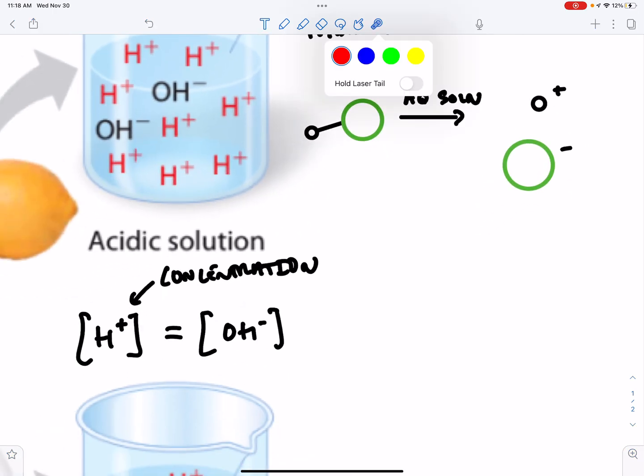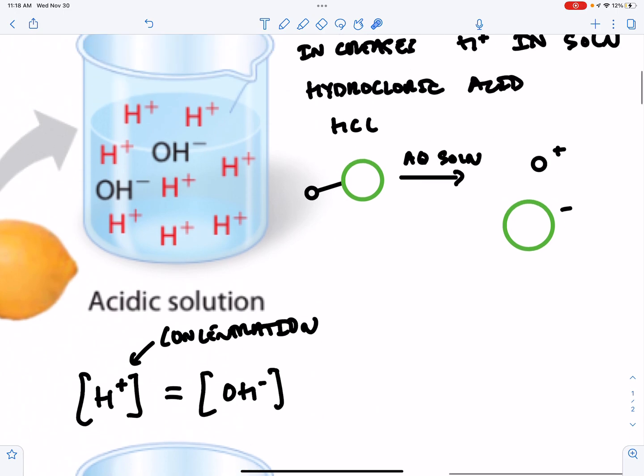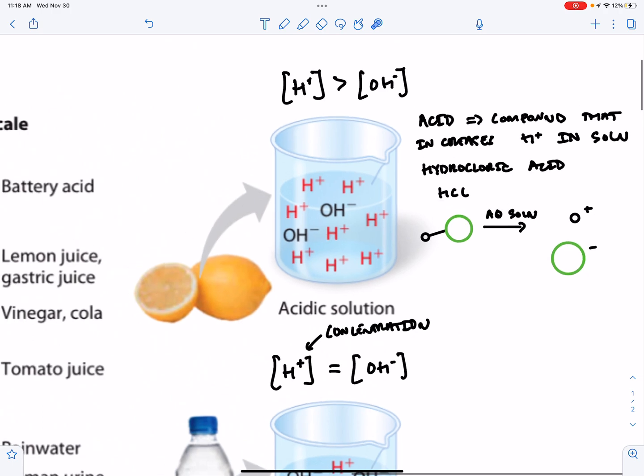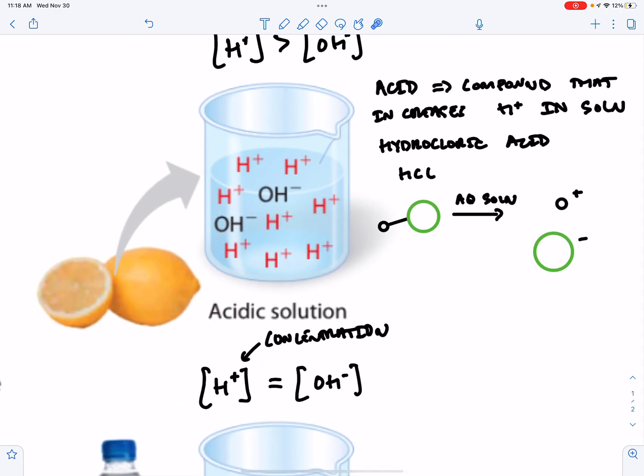So this is a strong acid because hydrochloric acid readily gives up free hydrogen to solution, so this is going to increase the amount of H plus in solution, and we will be more acidic.